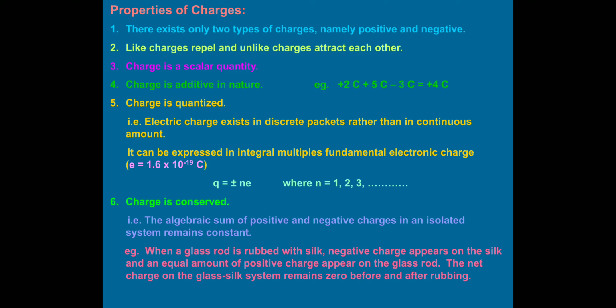Before rubbing, all the electrons were in the glass rod. After rubbing, the electrons were transferred from glass to the silk. But the total sum of the electrons and positive charges in these two bodies is 0 because charge can neither be created nor be destroyed.